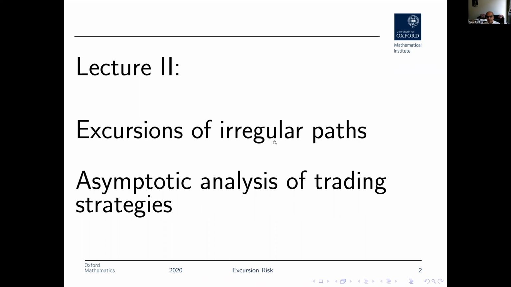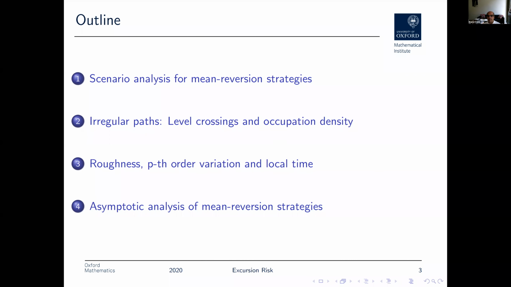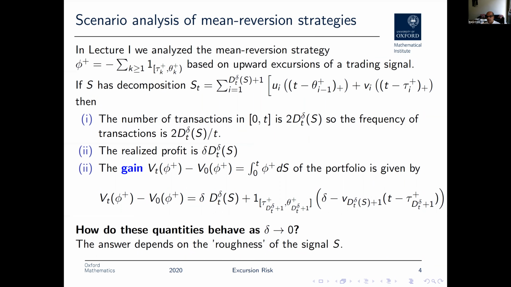So yesterday I tried to explain the relation between excursions and trading strategies, and we defined the notion of delta excursion, and we showed how the decomposition of a signal into delta excursions leads to a natural representation of the trading strategies associated with that signal, and that it leads to simple expressions for the profit, the risk, and maximum loss drawdown of trading frequency of these strategies.